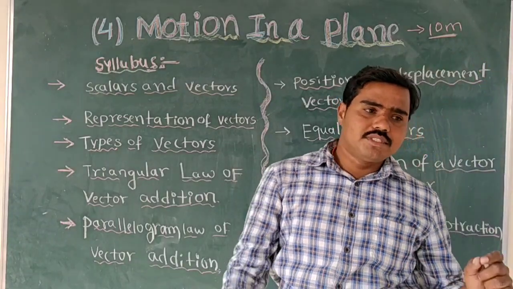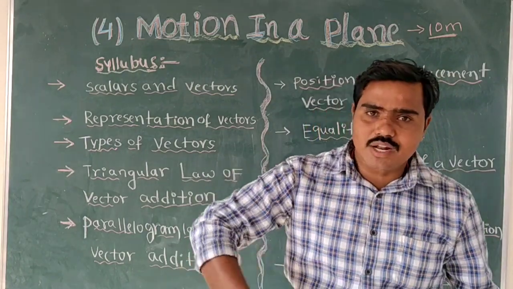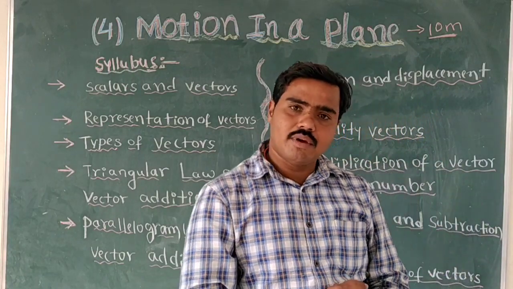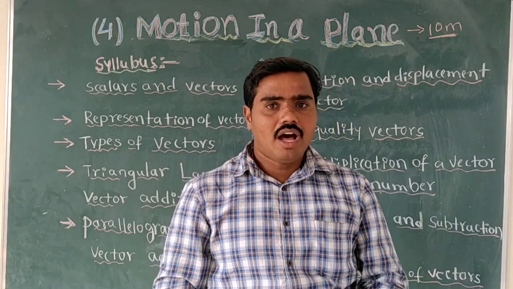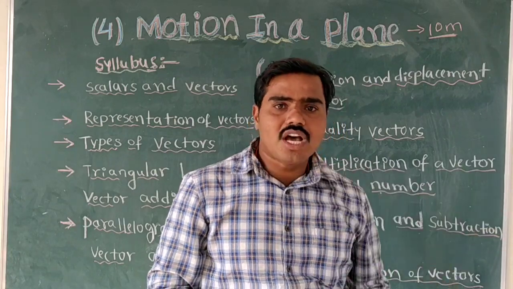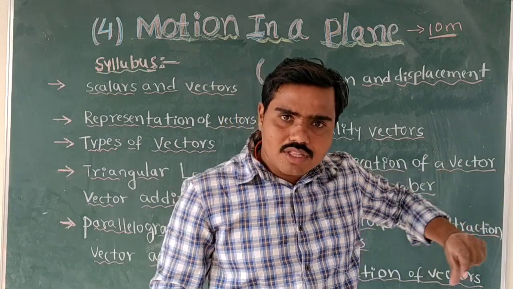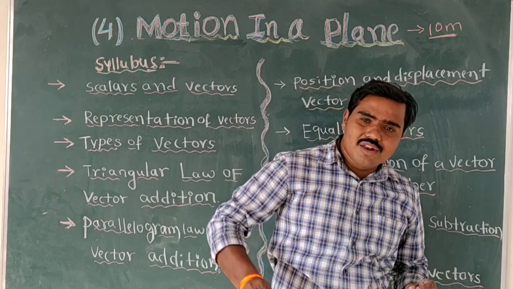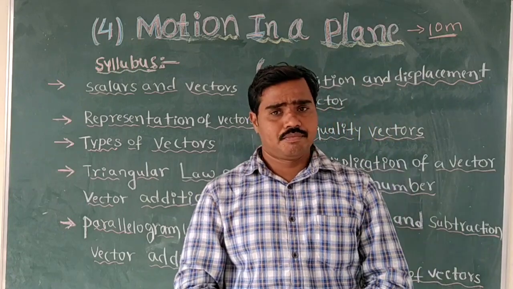Or any object revolving in a circular path or rotating in a circular path, that is a two-dimensional motion. Example for that: all planets revolving around the sun or an electron revolving around the nucleus. Okay, this is a two-dimensional motion.